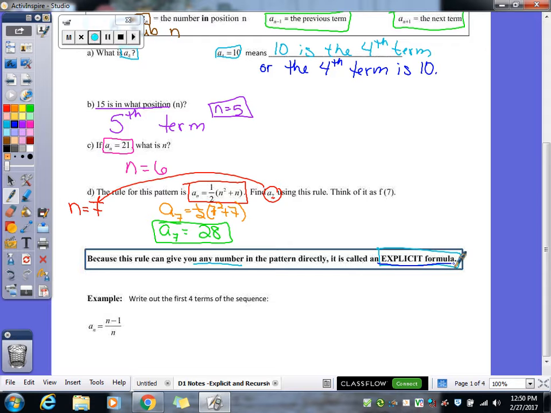So in our example here, they give us an explicit formula. They want us to write out the first 4 terms of the sequence. So I'll make myself a little list. Term 1, 2, 3, 4. I've got to find the first 4. When we're dealing with sequences, our first term is always the number 1. So we're going to plug in a 1 for all of our n's. So a sub 1 would equal 1 minus 1 over 1. So what is 1 minus 1? 0. And 0 over 1 would be 0. So the first term of our sequence would be 0.